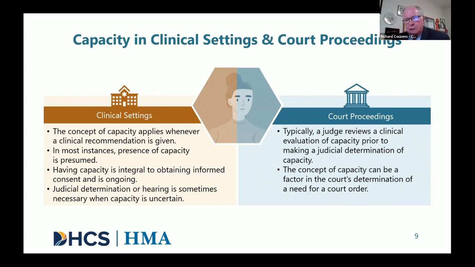We can only change the person's ability to make that decision for themselves if we find by what's called clear and convincing evidence that the person lacks capacity. Under the law, clear and convincing evidence is an extremely high standard. It's the second highest standard we have under the law. It's second only to proof beyond a reasonable doubt in a criminal case.